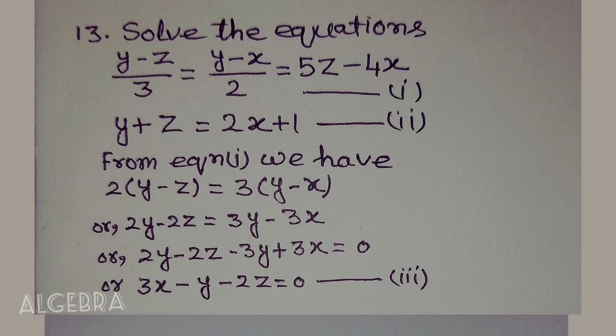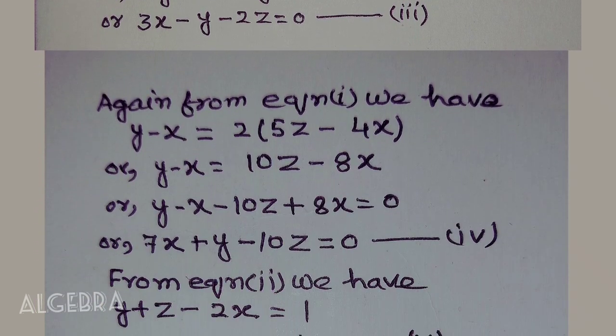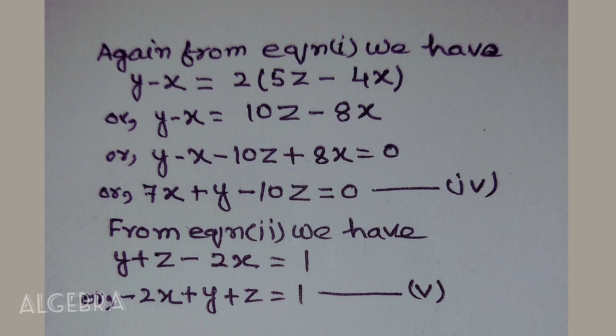Equation 3. Again from equation 1 we have (y minus x)/2 is equal to 5z minus 4x, or y minus x is equal to 10z minus 8x, or y minus x minus 10z plus 8x is equal to 0, or 7x plus y minus 10z is equal to 0. Equation 4. From equation 2 we have y plus z minus 2x is equal to 1, or minus 2x plus y plus z is equal to 1.